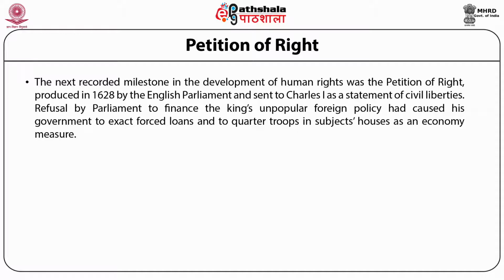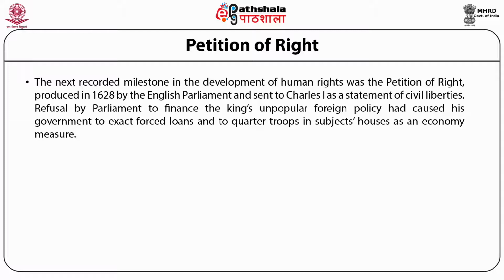Parliament refused to finance Charles I's misadventures. Parliament was dissatisfied with his foreign policy. Times were tough. The economy was stagnant. And here was the sovereign, King Charles I, gallivanting across Europe and investing in foolhardy measures.